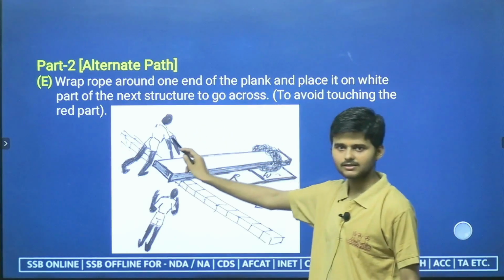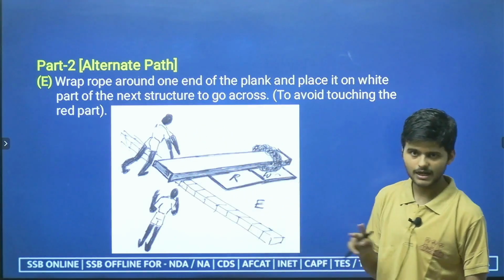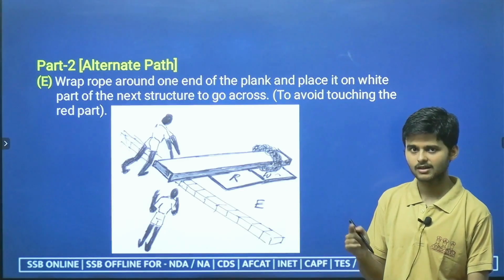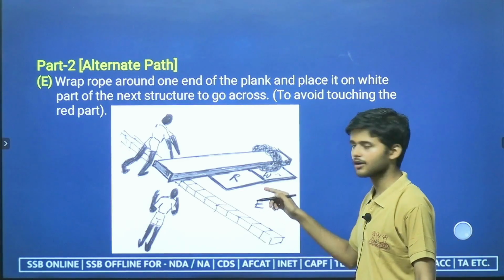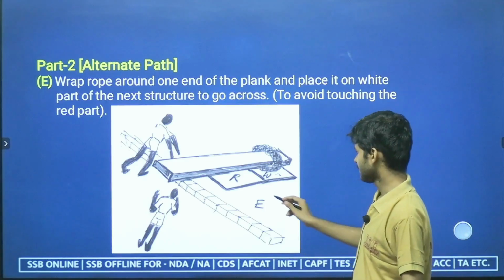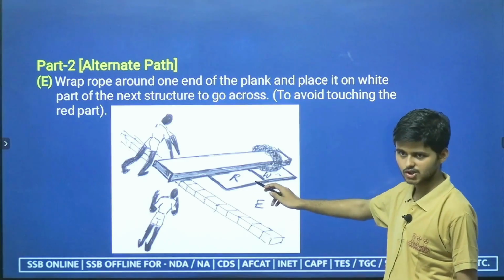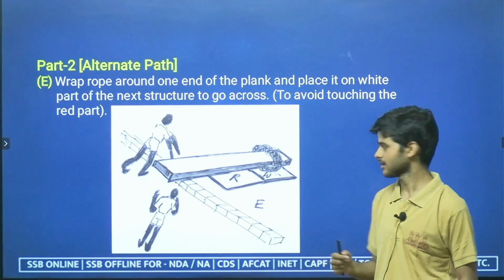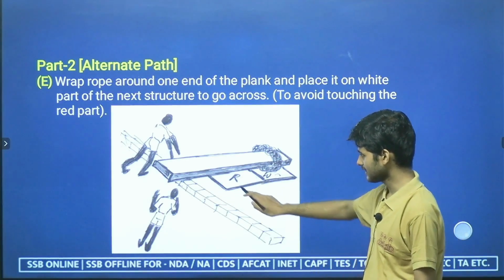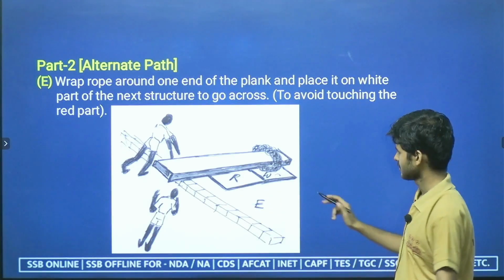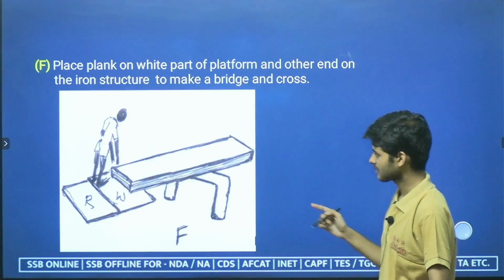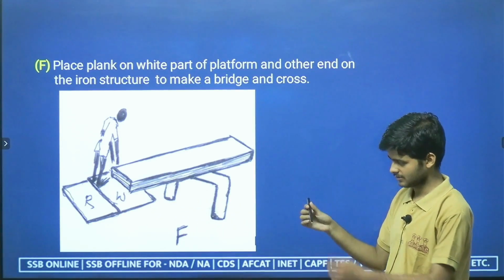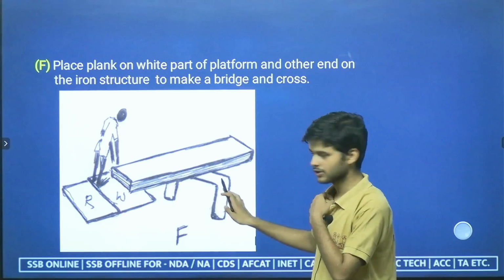This is the alternate path, because there were two paths, if you all could have seen in the previous original structure slide. So the solution from the second path would be, as there are some restrictions of colors, the candidates have tied the rope on the wooden plank, and they have used it in such a way that the red color area is not being touched. After that, by putting the same plank on the white, they have made a slanting type of structure going from here to here.